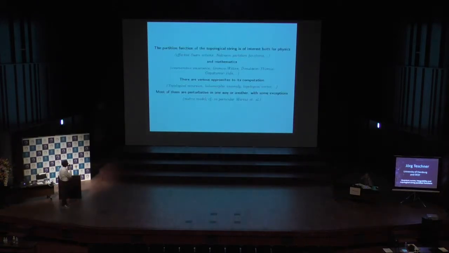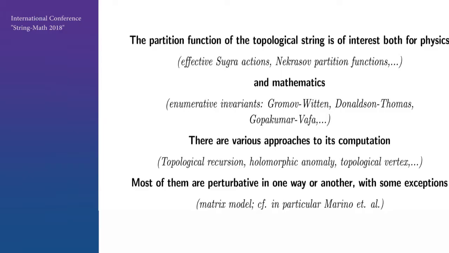To get started, let me recall some of the standard motivations for studying topological string theory. On the one hand, it is of interest for physics. It gives terms in effective supergravity actions, Nekrasov partition functions, and much more. Most of you will be very familiar with that. And as well in mathematics, where it is related to a good part of the modern theory of enumerative invariants: Gromov-Witten invariants, Donaldson-Thomas, Ooguri-Vafa, and so on.